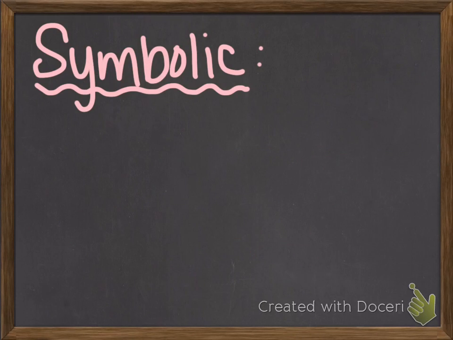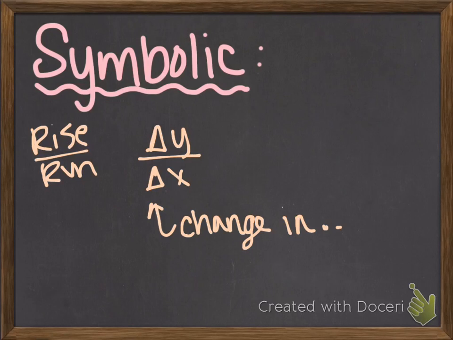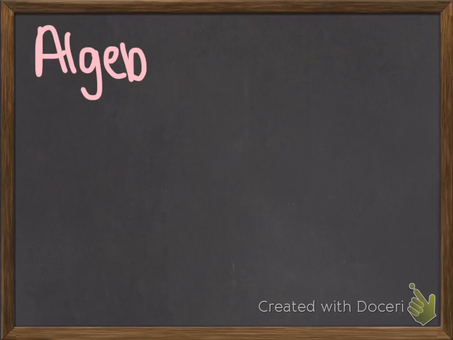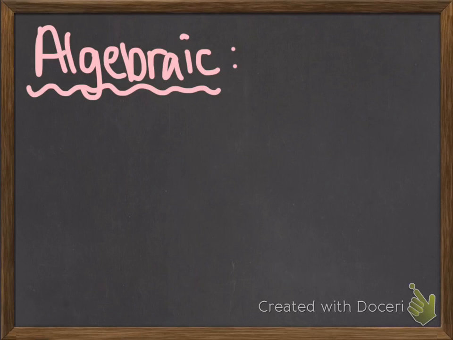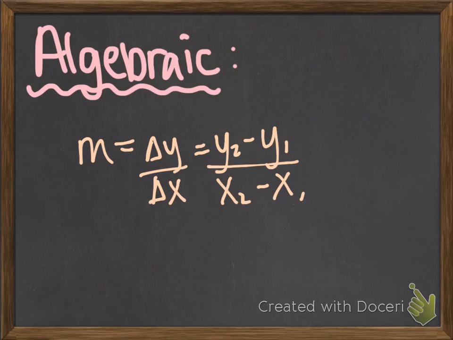We show slope symbolically through, instead of writing rise over run, we write change in y over change in x, and those triangles mean change in. They also mean that we're looking at the difference between y values and x values. Algebraically, we have a formula for slope that means change in y over change in x, and that is y2 minus y1 over x2 minus x1.